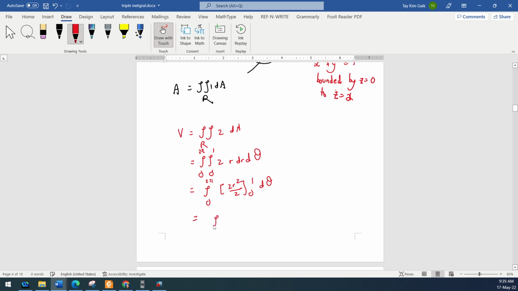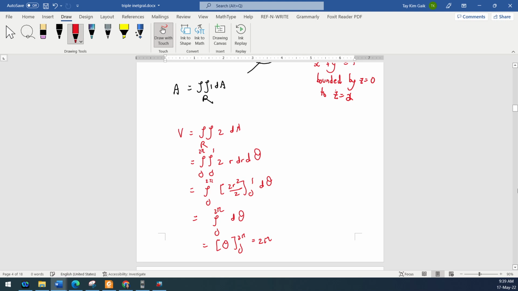Okay, so you have, plug in r is 1, so you actually have d theta. Integrate 1 d theta, you have theta. Put in the limit 0 to 2 pi, you get the answer is 2 pi.